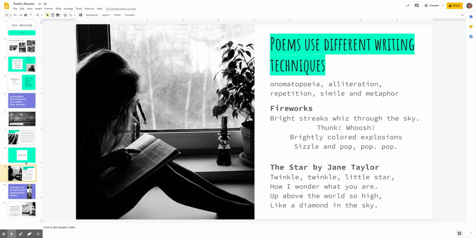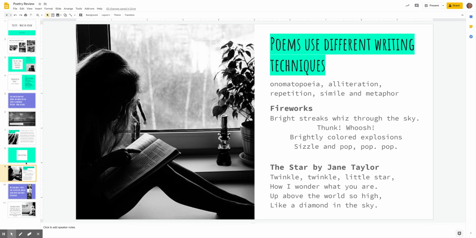Onomatopoeia is a word that represents a sound, like in fireworks here. Bright streaks whiz through the sky. Thunk, whoosh. Brightly colored explosions sizzle and pop, pop, pop. Those sound words are onomatopoeia.